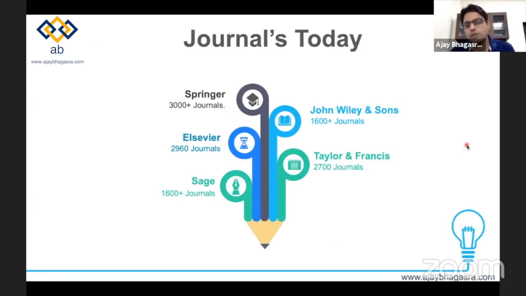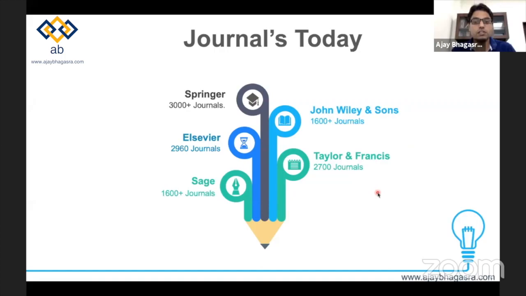If you look at where we have arrived today, I have highlighted some very prominent publishers. Springer is a very prominent publisher. I have told you that Nature comes from the house of Springer. Today, they are publishing more than 3,000 journals. Can you imagine, more than 3,000 journals? Something which started in 1665, we have reached this point. Elsevier, they are publishing 2,960 journals, another very important and good publisher. Sage, they are today publishing 1,600 plus journals. John Wiley and Sons, 1,600 plus journals. Taylor and Francis, 2,700 journals.